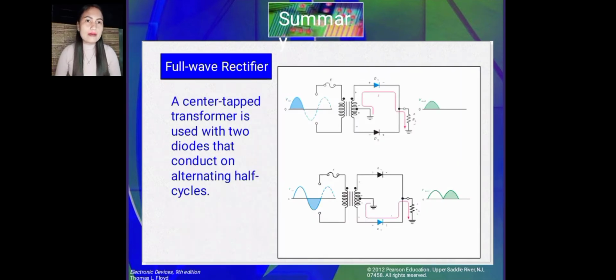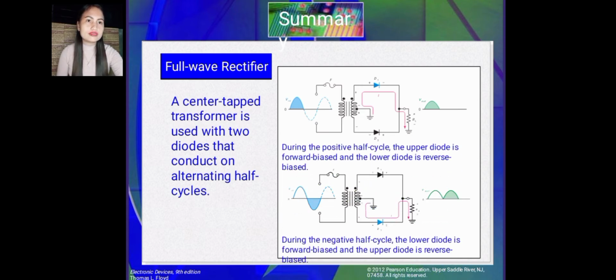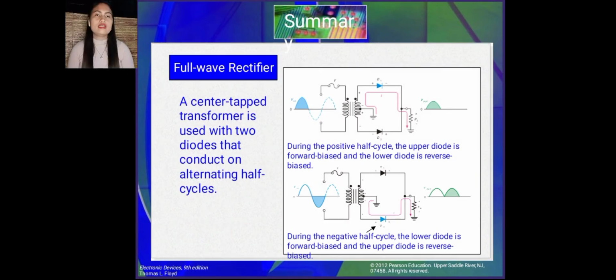A center tap transformer is used with two diodes that conduct on alternating half cycles. During the positive half cycle, the upper diode is forward biased and the lower diode is reverse biased. And during the negative half cycle, the lower diode is forward biased and the upper diode is reverse biased. The center tap rectifier is a type of full wave rectifier that uses two diodes connected to the secondary of a center tap transformer.